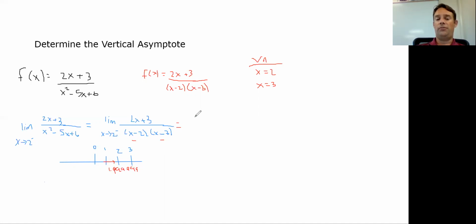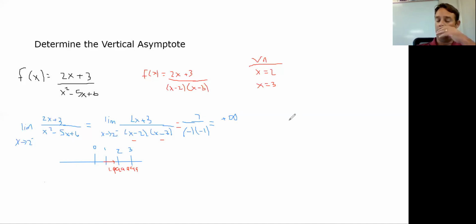If I plug 2 in here, I'd have 7 on top. I'd have a super small negative number here. And I'd have a 2 minus 3, that'd be negative 1. Negative times a negative is a positive. So I'd have 7, and this would be almost like a negative 0. So I'd end up getting really close to a positive infinity.